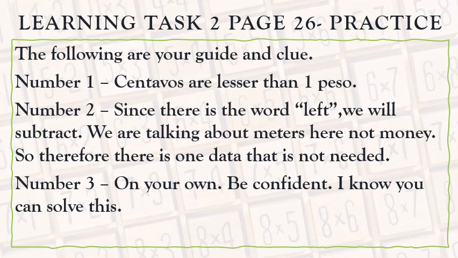Learning Task 2, page 26. Practice. The following are your guide and clue. Number 1, centavos are lesser than 1 peso. Number 2, since there is the word left, we will subtract. We are talking about meters here, not money. So therefore there is one data that is not needed. Number 3, on your own. Be confident. I know you can solve this.